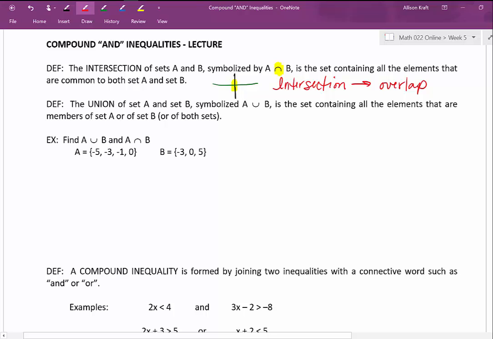The union of set A and set B, the union symbol looking like this, is the set containing all the elements that are members of set A or set B. I always think of union as marriage. That's when we oftentimes hear that word union. That's where we're taking two people's things and putting it together into one house. So the union of two sets is just everything together all in one set.